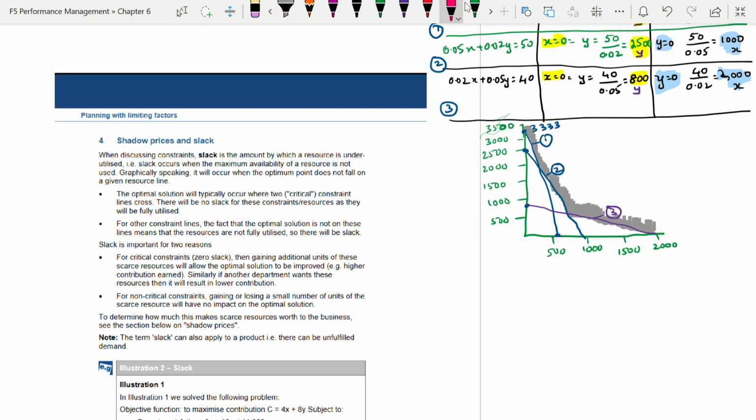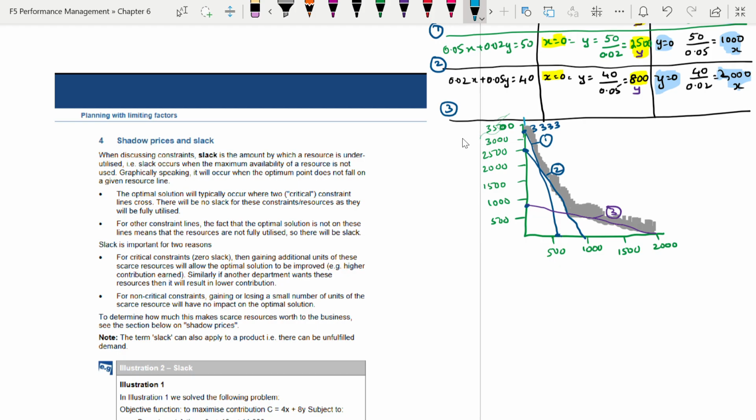Now, what is the thing? You have this one. This is the feasibility region. What is the feasibility region? I will put it with another one.